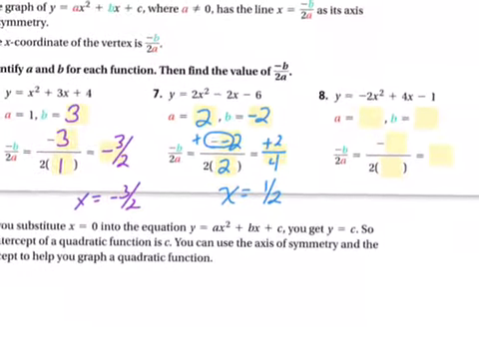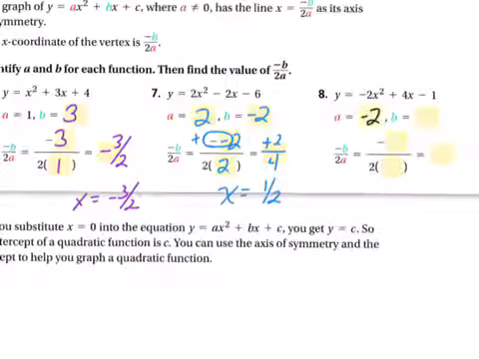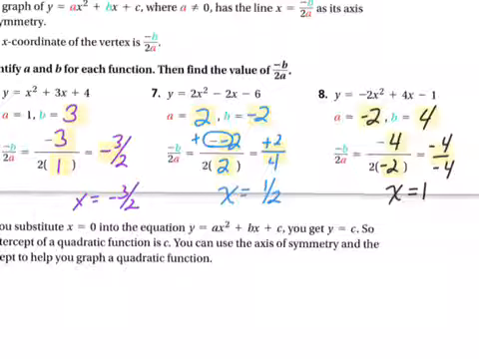For problem 8, your a is negative 2, your b is 4. Using your formula, you have negative 4 over 2 times negative 2, which is negative 4 over negative 4, which of course is 1. So your axis of symmetry is where x equals 1.